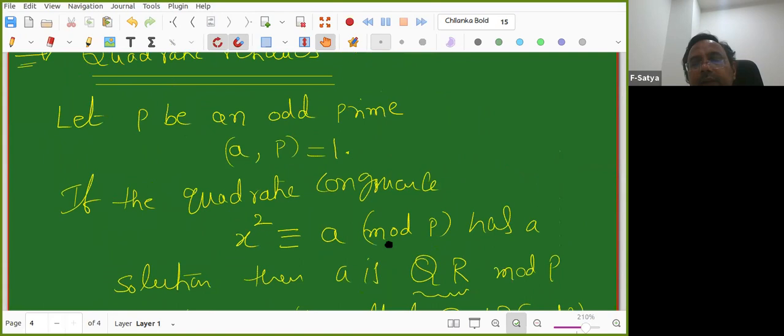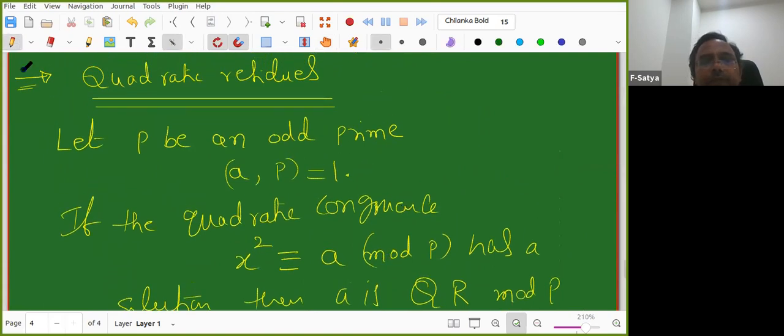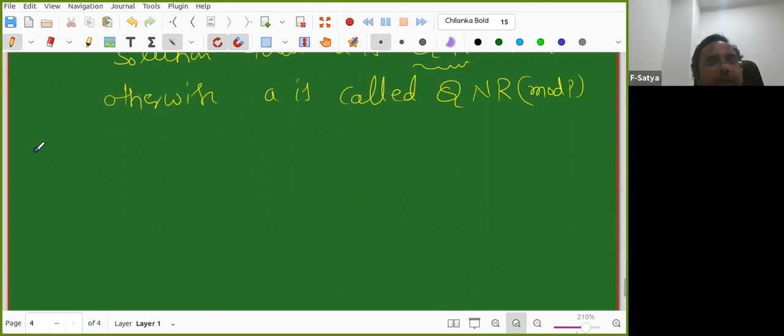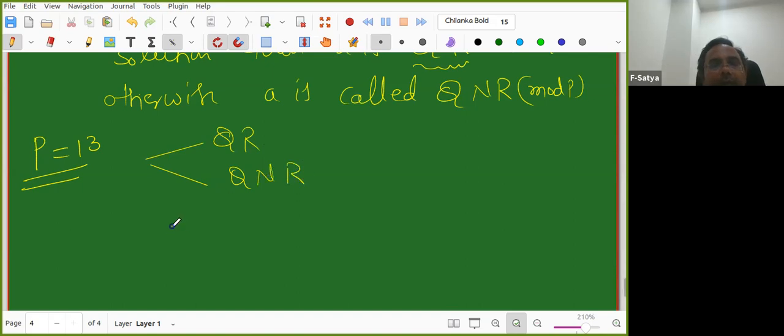So is the definition clear? I'll give an example, but is the definition clear? Okay. So I'll explain so that much more clarity will come. Let us take p = 13. I want to find what are the quadratic residues and the quadratic non-residues. Is it x² ≡ 1 modulo 13? Does it have a solution?